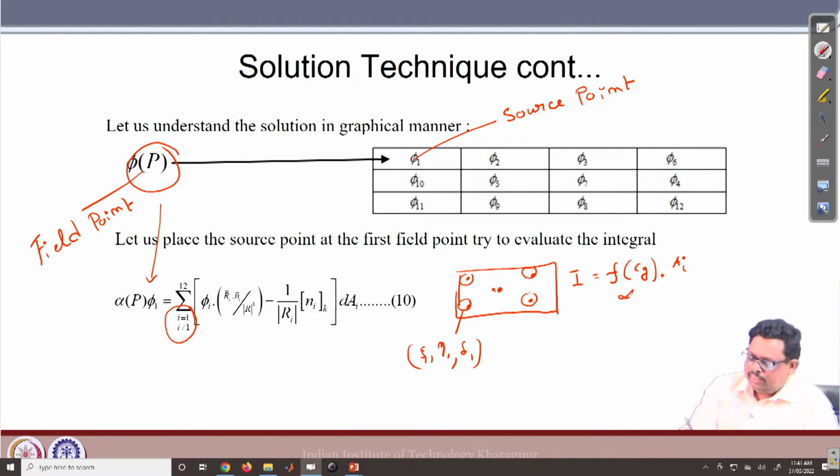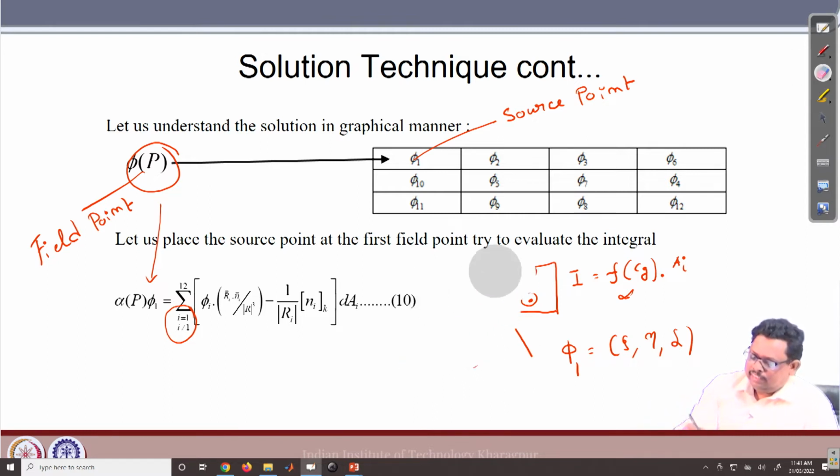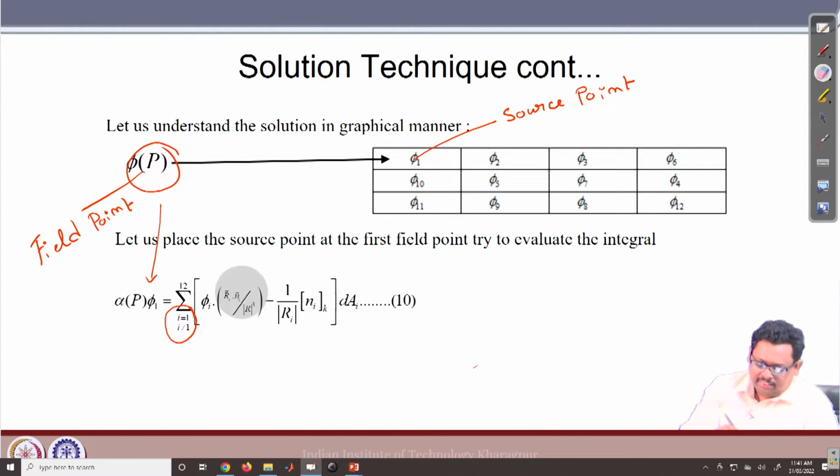So, at your centroid, the value of phi 1 equals xi, eta and zeta. However, if you use the 4 point Gauss quadrature rule, there are 4 source points in that case, and their locations are xi 1, eta 1, zeta 1, xi 2, eta 2, zeta 2 and so on. So, you can have a very large value of course, but it is not infinity. So, you can actually do the integration.